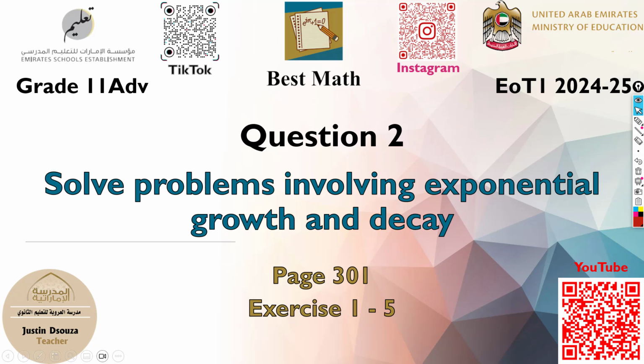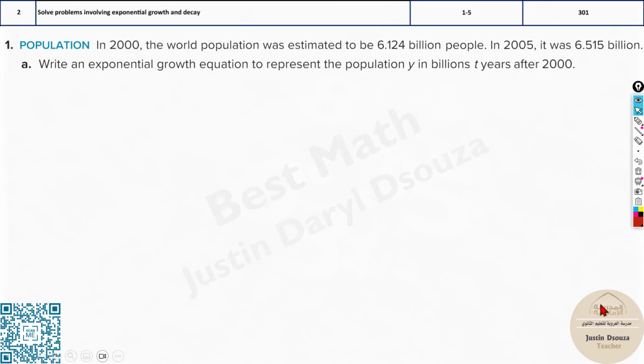In this question, we will look into the exponential growth and decay functions. These are all real-world problems. Here we have one about population. In 2000, the world population was estimated to be 6.124 billion people. In 2005, it was 6.515 billion. Write an exponential growth equation to represent the population y in billion t years after 2000.